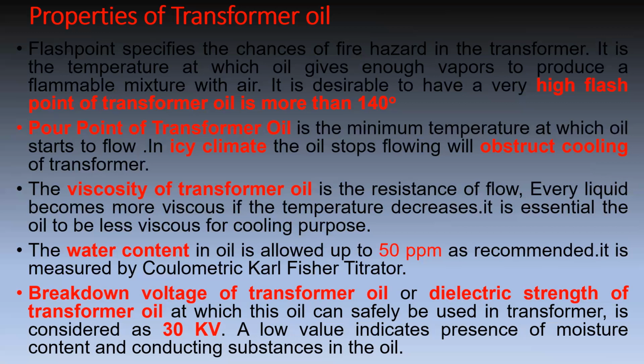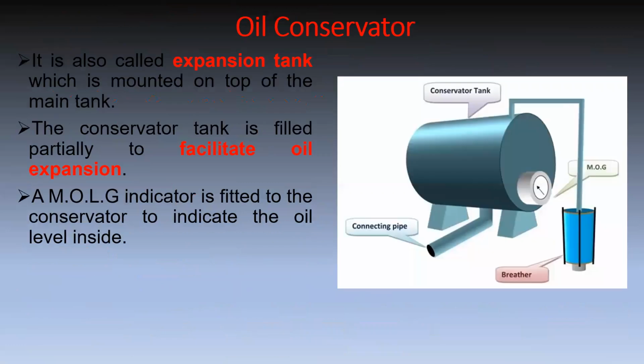The first one is the flash point. Second is the pour point. Third, viscosity of the transformer oil, water content, and breakdown voltage of the transformer oil. Two electrodes are kept inside the oil and voltage is given to the electrodes, and they measure at what voltage a spark or arcing comes out. So that is measured. If it goes beyond that voltage, the oil is getting contaminated by water, so you have to test the oil and change the oil for a better cooling system.